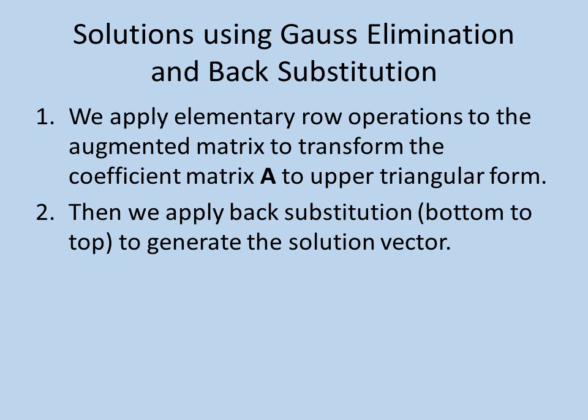Once you have the results of step one, you have your upper triangular form. Your last row will consist of one equation with one unknown variable, and you'll be able to have one element of your solution vector identified. Once you have that solution identified, you use that in the row above, and you work your way up from the bottom to the top, and you're able to find your solution.